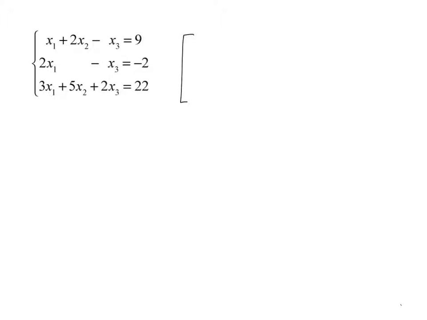Once again, it's just the coefficients. So 1, 2, negative 1, 9. 2, 0, negative 1, negative 2. 3, 5, 2, 22.